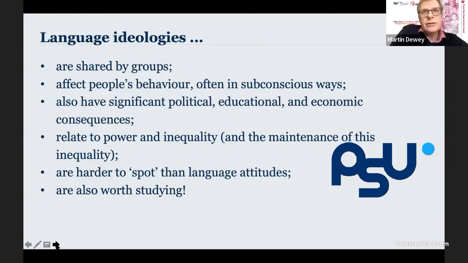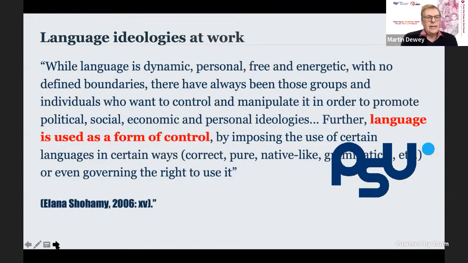If you look at, for example, the marking criteria for assessment in a university, the assumption is that you must write in standard English and you will be judged in a very negative way if you don't. That's not necessarily made explicit. So it's really important that we study these. And quite a lot of studies have looked at language ideologies, particularly standard language ideology.